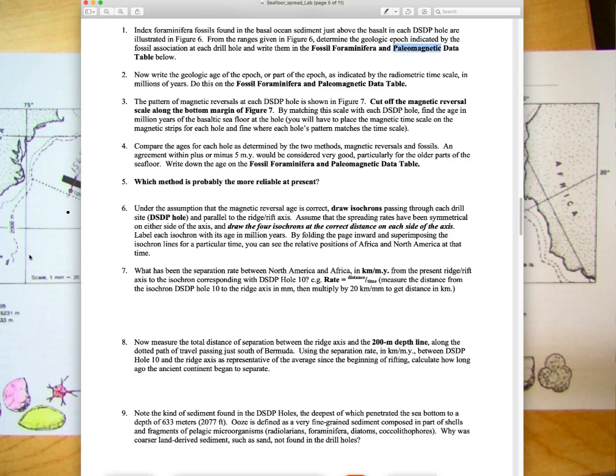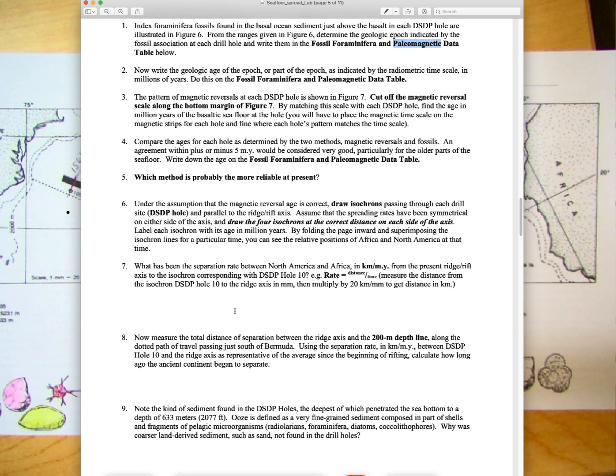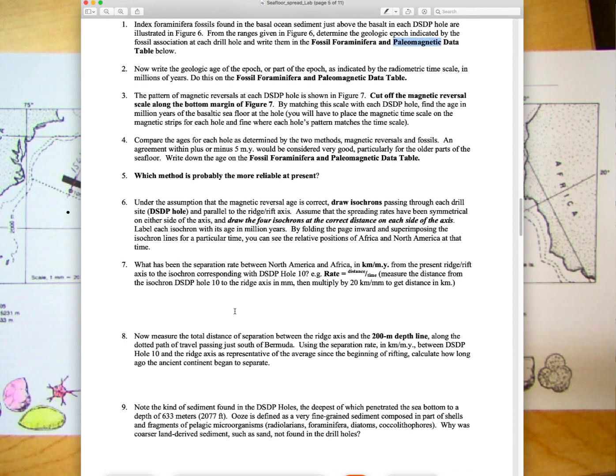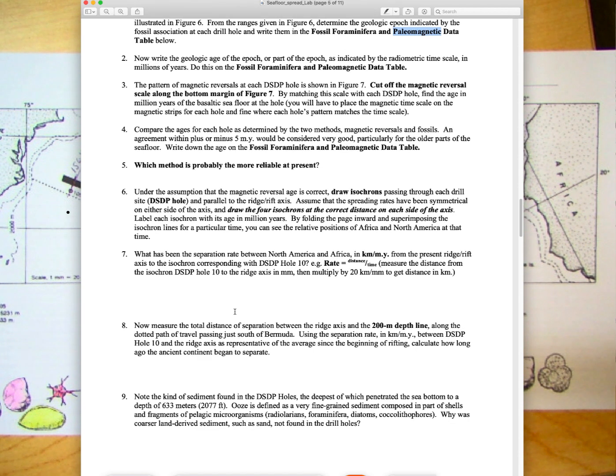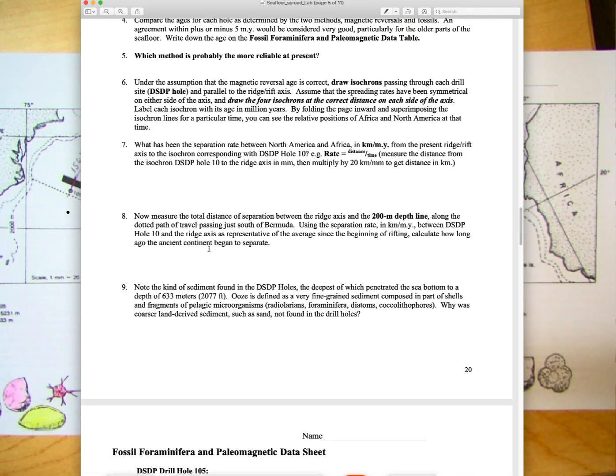Then the next thing they're going to ask, now we're going back to that rate problem. So again, the distance over time. And here, it looks like I want you to do it in kilometers per million years. So let's keep that in kilometers per million years. We're going to figure out the rate between hole 10 and the ridge axis. And we're going to use that rate to calculate when North America and Africa started separating, or basically when Pangea broke up. We'll do that when we measure across this 200-meter line.